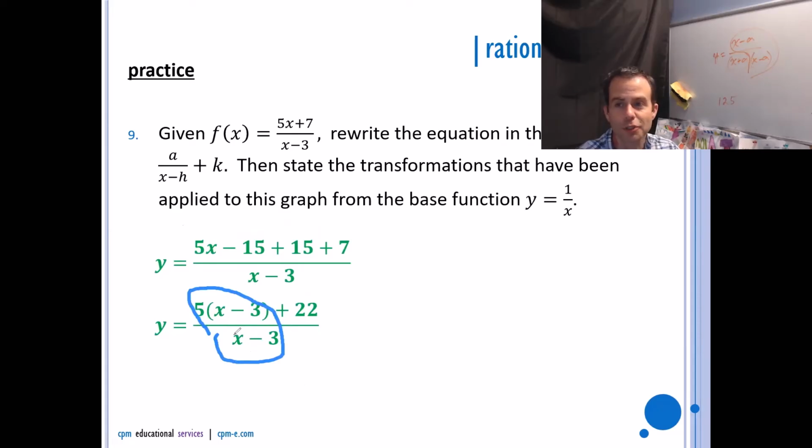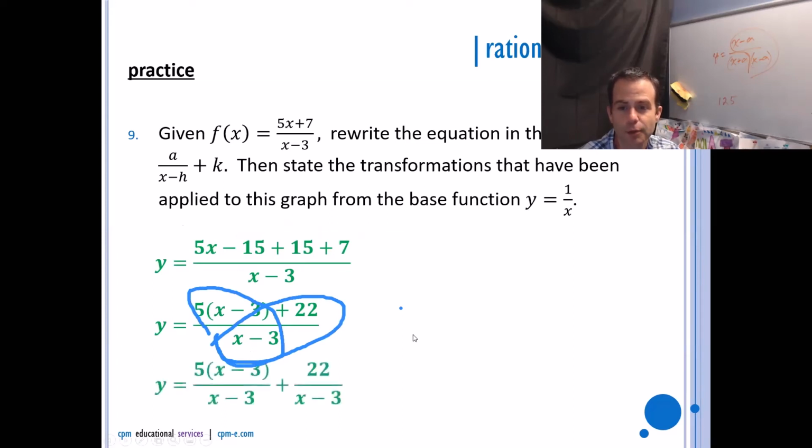Sorry, this portion here is just going to give me 5 because x minus 3 over x minus 3 is 1. And then this portion here is going to give me 22 over x minus 3. Okay, and so I would end up with the same thing I had on the previous slide, 22 over x minus 3 plus 5.